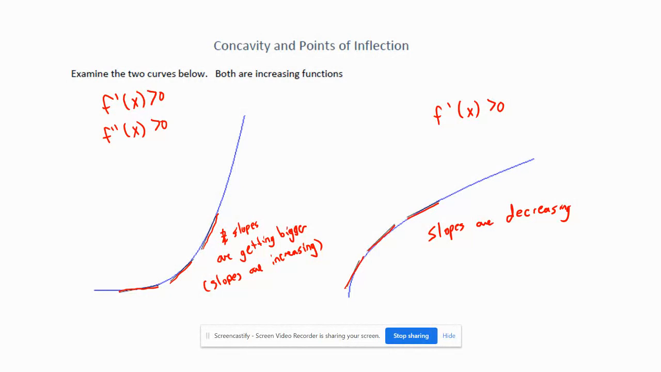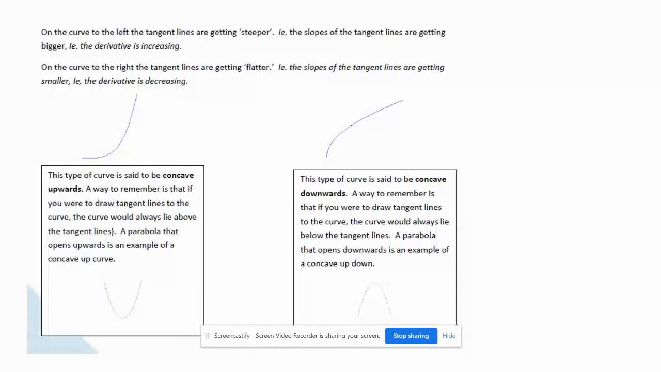But in this case, since the slopes are getting smaller, they're decreasing, the second derivative is negative for this one over here. So that's what's different between these two curves. For the notes we have over here, this type of curve is going to be called concave up. Concave up means second derivative is greater than 0, and concave down for this one means that our second derivative is negative.